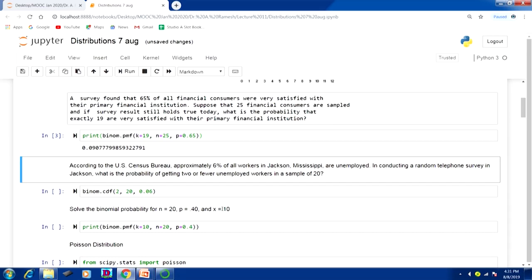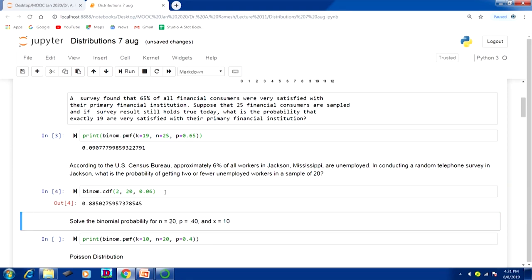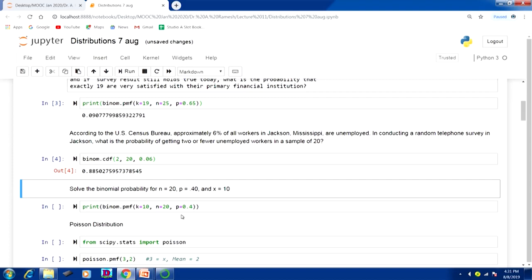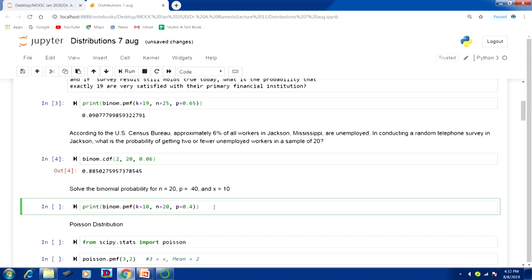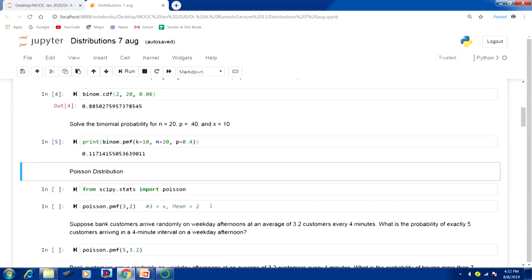For doing that, you have to type binom.cdf(2, 20, 0.06). The 2 represents less than or equal to 2, 20 represents the sample size, and p represents the probability. When you run this, you get a cumulative probability of 88.5%. We will take another problem: solve the binomial probability with n equal to 20, sample size is 20, p equal to 0.4, x equal to 10. So, binom.pmf, you will get the answer 0.117. We will go to the next distribution, the Poisson distribution.